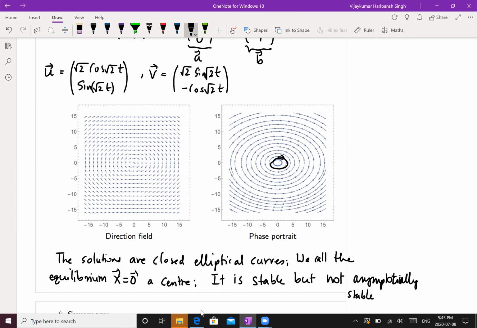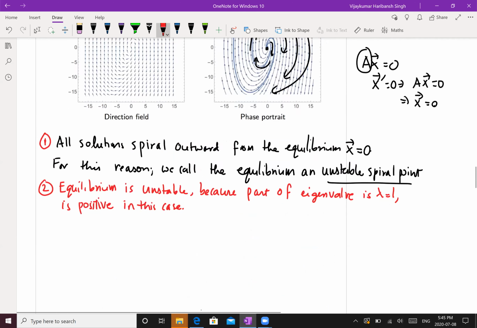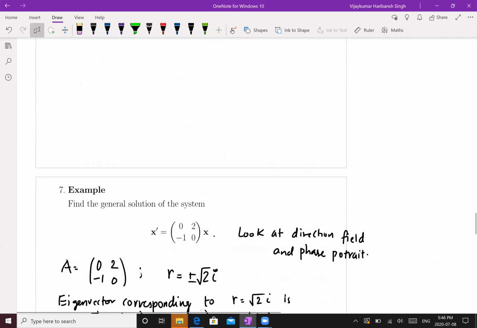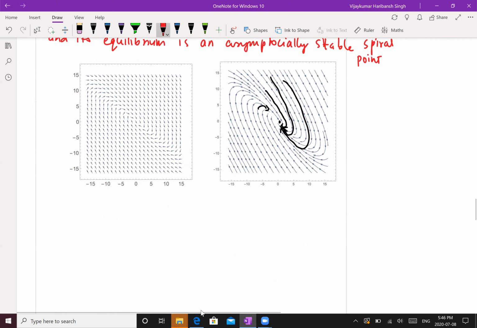So let's have the summary of discussions. For x prime equals Ax with a non-singular matrix A that has a complex conjugate pair of eigenvalues, there are three cases possible. You look at the eigenvalue, which is r equals lambda plus or minus mu i. Depending on this real part, the behavior is determined. If lambda is greater than 0, then the vector x equals 0 becomes an unstable spiral point, as we saw in the first case. So this is an unstable spiral point because your lambda was 1 in this case. In the next case, lambda was negative. So if lambda is less than 0, x equals 0 vector is an asymptotically stable spiral point. Yeah, you can see that there is a convergence happening, all converging to 0.